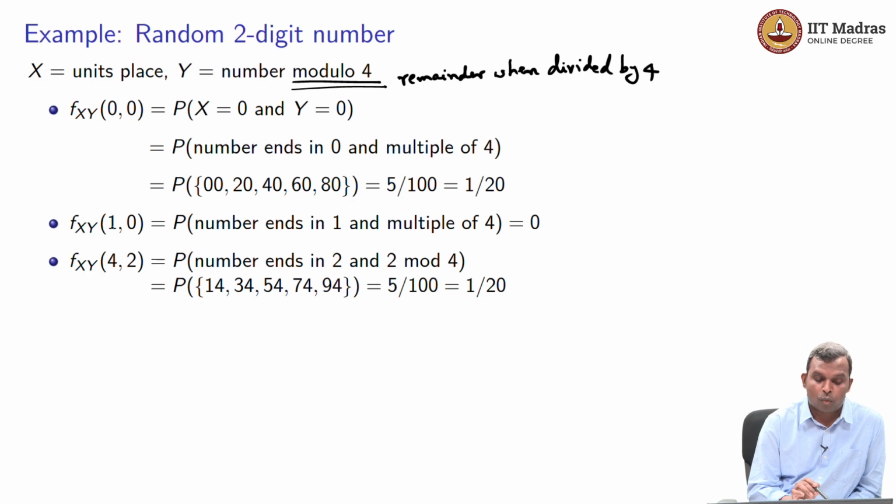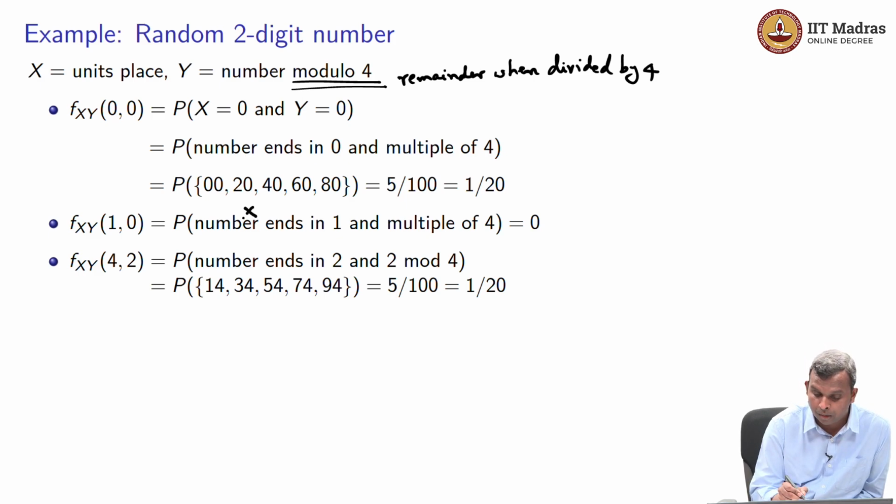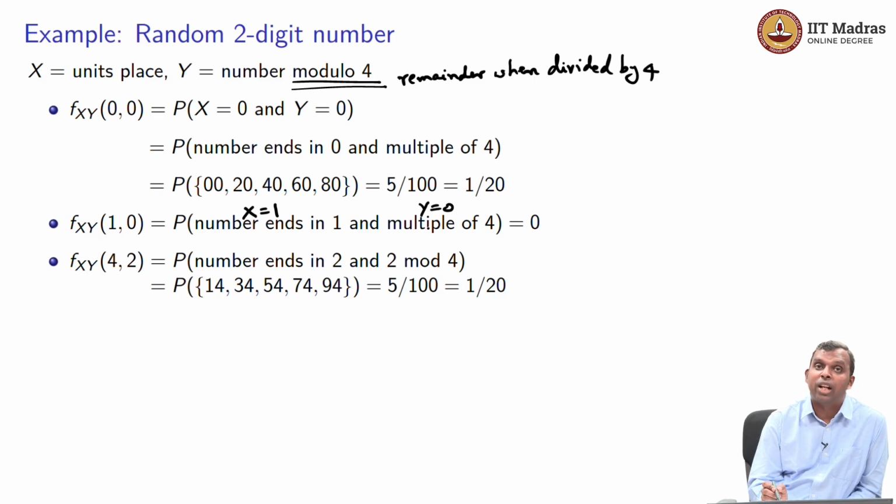Let's look at fxy of 1, 0. Okay, you want the number to end in 1, right? X equals 1, and you want it to be a multiple of 4, y equals 0. Now this is not going to happen. There is no outcome that will give you this, and you get a probability of 0 for this. So notice how this has gone on. Some value is 1 by 20, some value is 0. So let's look at some other value.